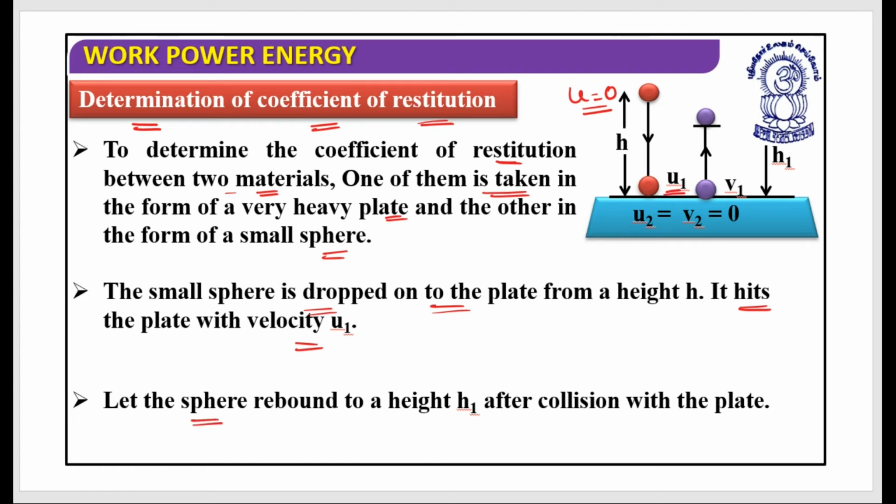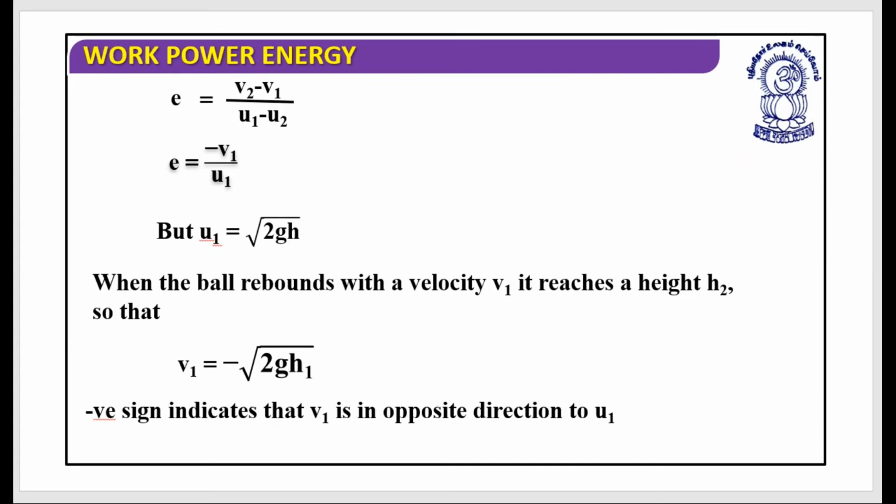After striking it, let the sphere rebound to a height h1. Yes, this is the height h1 after collision with the plate. So this could be written as E. This was the situation: the object was dropped from here, u equals 0. This height was h, and after it has struck the plate, let's suppose it has rebounded to the height h1.